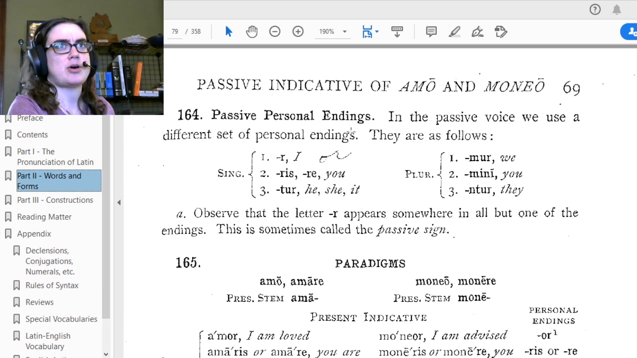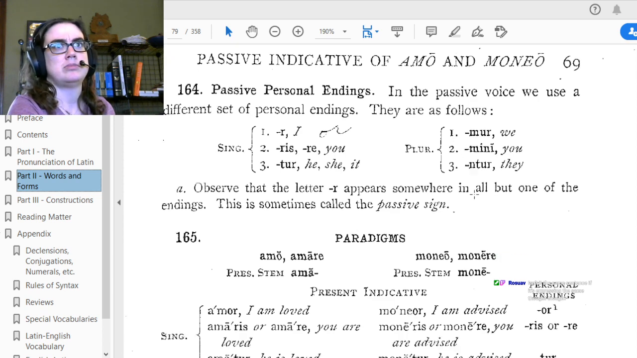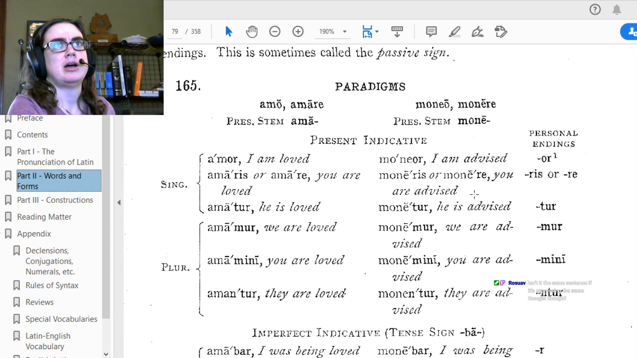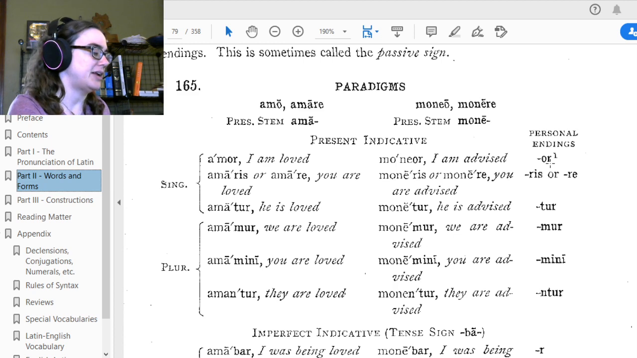So, here are the personal passive endings. Again, you just have to plug these in instead of the active endings. R, ris, re, tur, mur, mini, ntur. Right? Easy. So with the verb amo, amare, you drop the re to get the present stem, or monere, drop the re, get the present stem, and then r, ris, tur, mur, mini, ntur. So amor or moneor. It kind of gets an o for phonetic reasons.